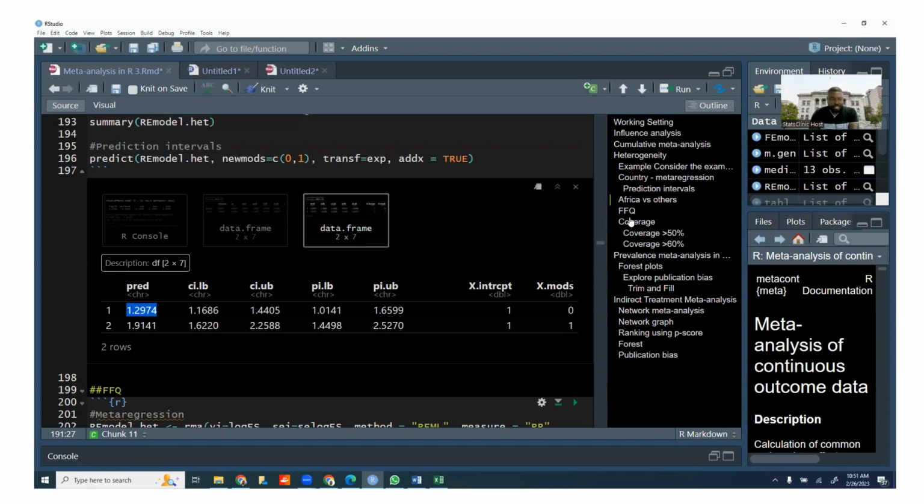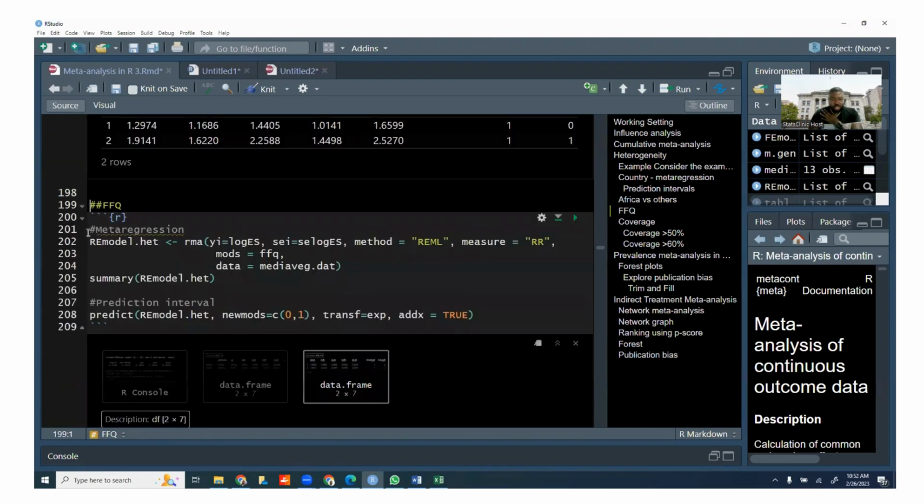I mean, that makes sense considering we have looked at this in SPSS, we have looked at it in RevMan. So I'm hoping that you attended at least one of those classes, and that's where we're going quickly. But if you have questions, please speak up. And we can repeat the same thing with FFQ.